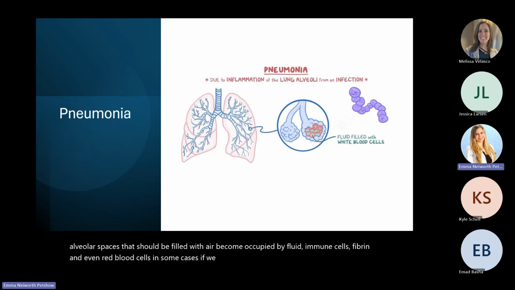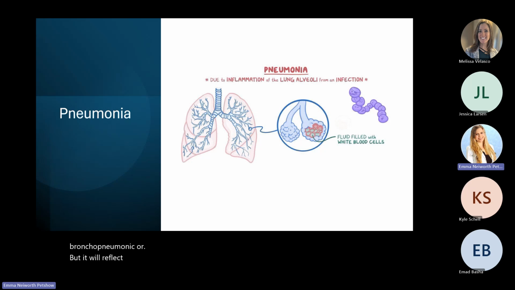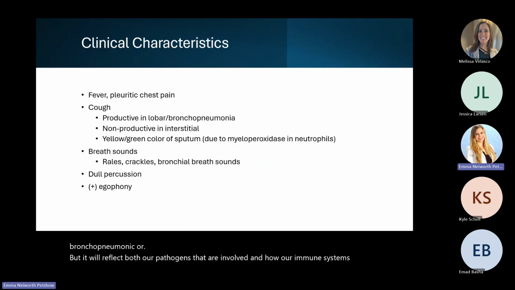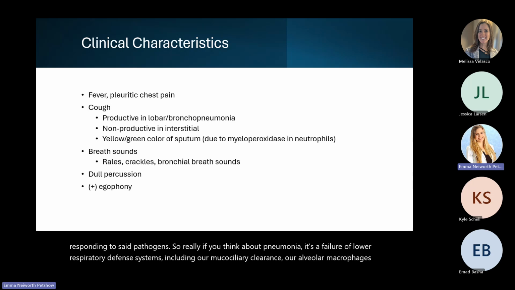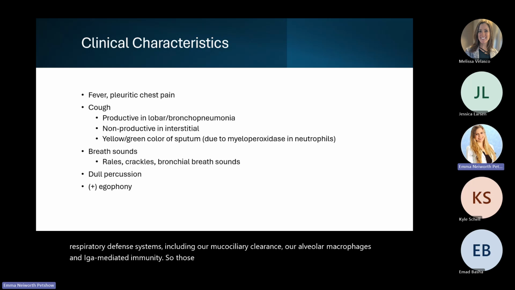The specific pattern of inflammation will depend on location, whether it's lobar, bronchopneumonic, or interstitial, but it will reflect both the pathogens that are involved and how our immune system is responding to said pathogens. So really, if you think about pneumonia, it's a failure of lower respiratory defense systems, including our mucociliary clearance, our alveolar macrophages, and IgA-mediated immunity. So those three systems failed for us to get pneumonia.